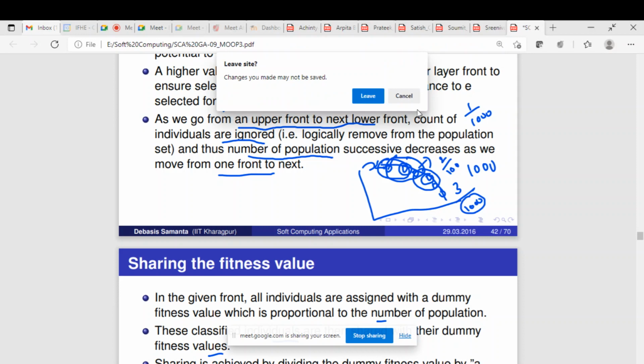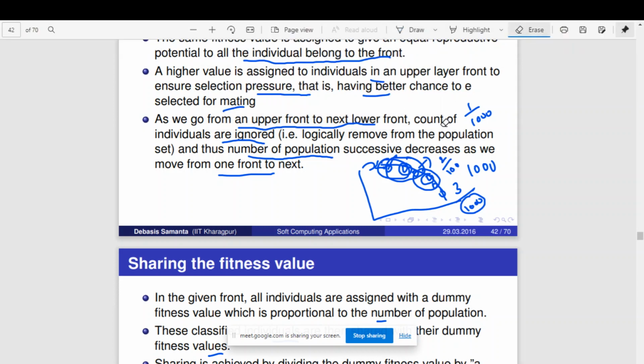Based on this niche count, we identify who is better than whom in a particular front. Say, for example, this front has many individuals, say 1000 individuals. The algorithm will always try to select individuals from this front for the mating pool. But as per the algorithm, everybody is the same; they are not dominating each other. Is there any way to identify who is better than whom? For that, this niche count is used.